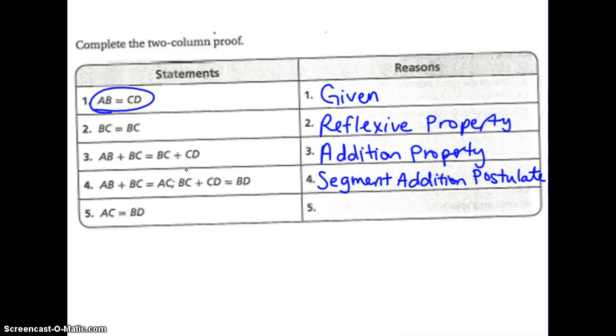And that BC plus CD equals BD. That's the same reason, the segment addition postulate. So I've already shown that AB plus BC and BC plus CD are the same. Therefore, I can say that AC plus BD is the same. So I would say either substitution or transitive property would work here.